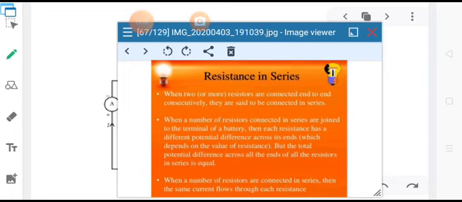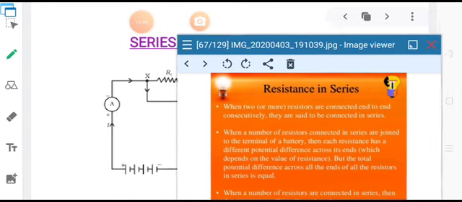When a number of resistors connected in series are joined to the terminal of a battery, then each resistance has a different potential difference across its ends, which depends on the value of resistance. But the total potential difference across all the ends of all the resistors in series is equal. Now let us understand this a little bit.